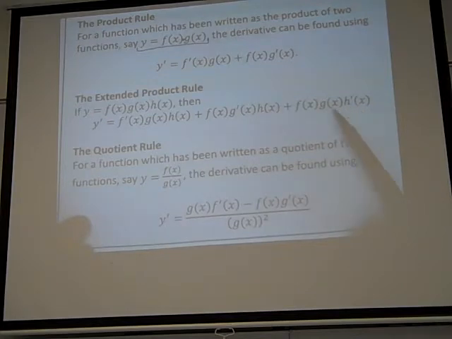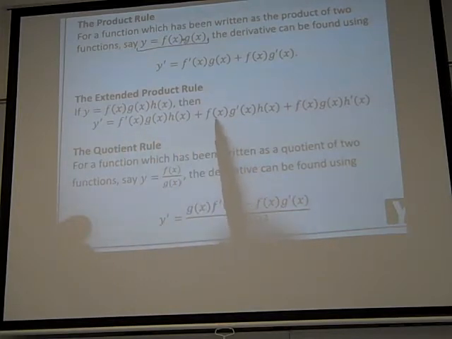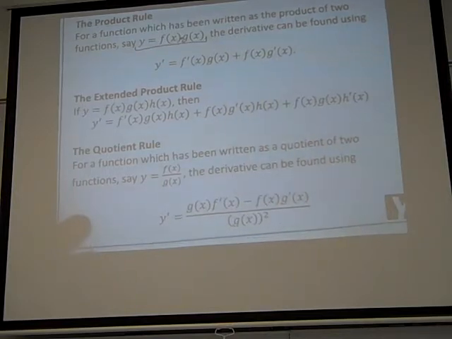So one more time, I have three functions being multiplied together, f, g, and h. The derivative is going to be f prime times g times h plus f times g prime times h plus f times g times h prime. And you could expand that to the product of four functions, five functions, six functions, but as long as you know how to extend it to three, you're probably good.